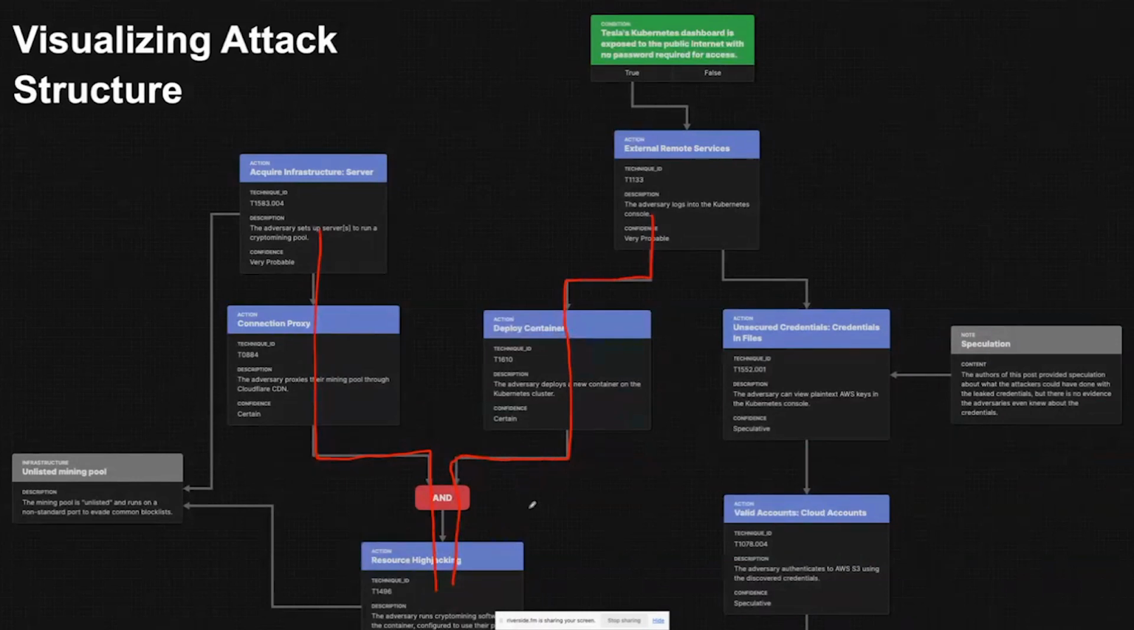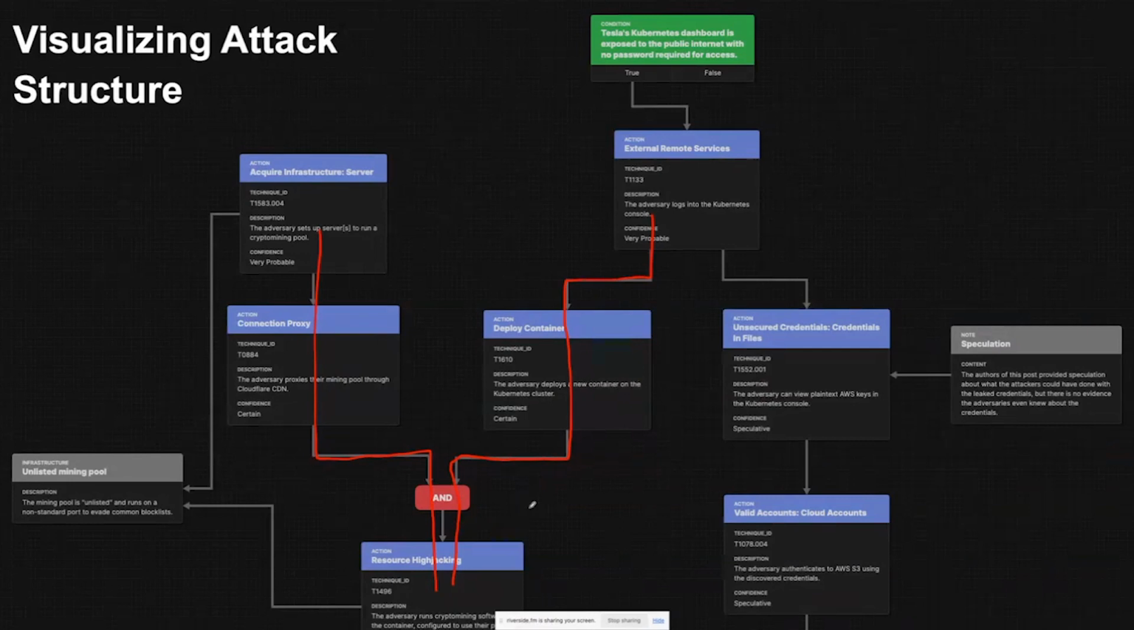So the adversary had to do that work up front to set up the infrastructure, but then they also had to do that work on the Tesla network in order to gain access and set up their crypto mining operations. And so this is a really rich way for us to reason and play through what if scenarios.